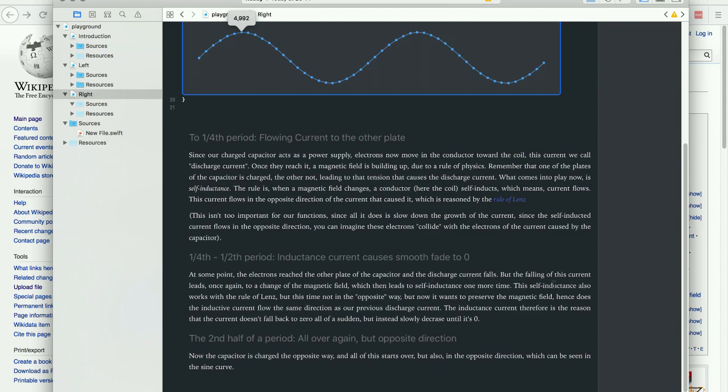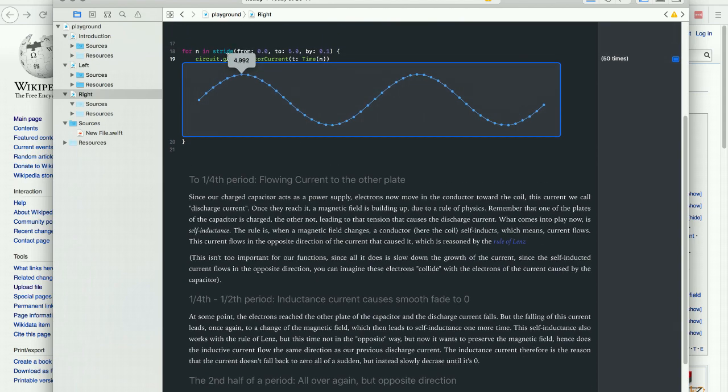This self-inductance also works with the rule of Lenz, but this time not in the opposite way. Now it wants to preserve the magnetic field. That's what I told you earlier. There's another way of using that rule: to preserve the magnetic field. Hence that inductive current flows in the same direction as our previous discharge current. So that means earlier, what we got here, that's when we reached the other side. And here it would fall, right?